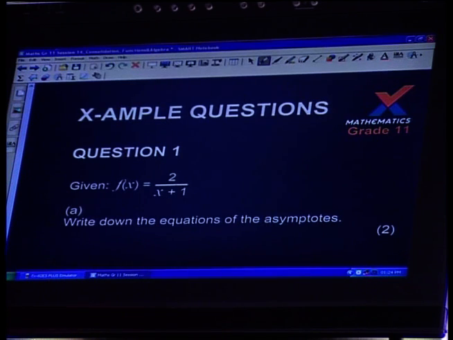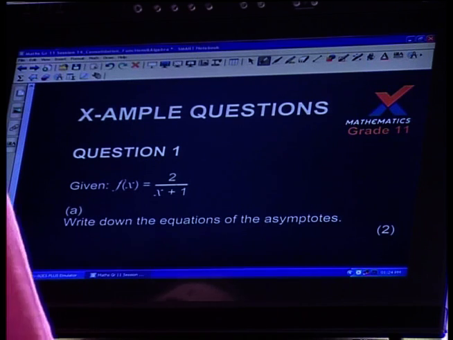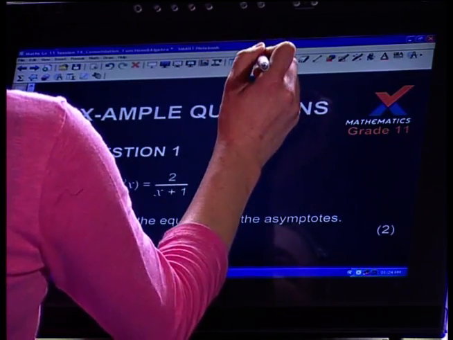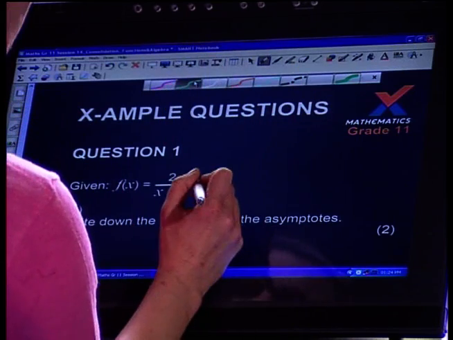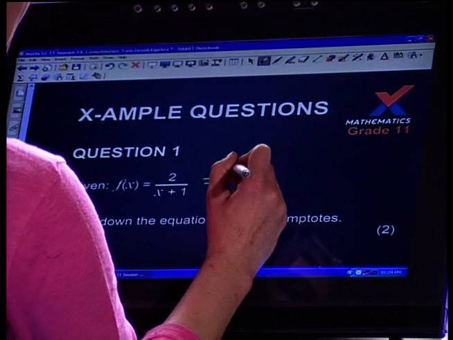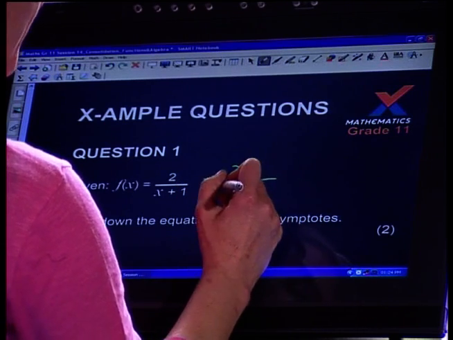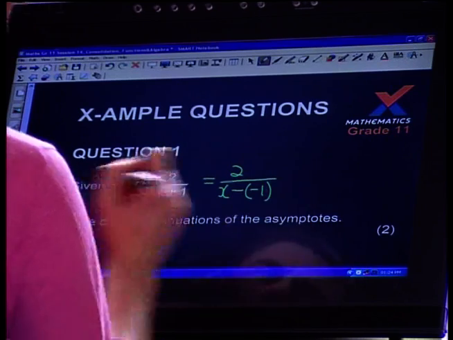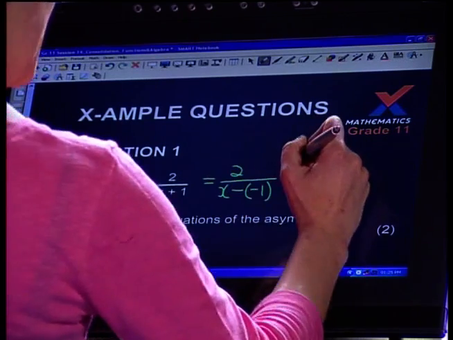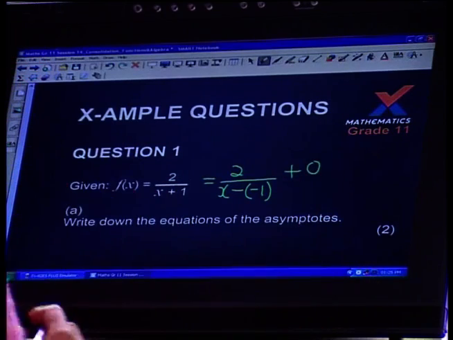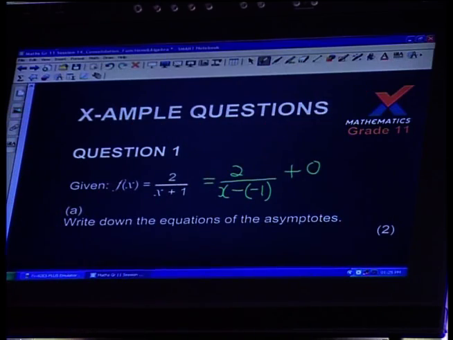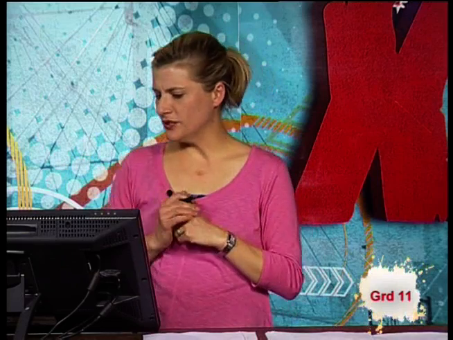The first thing that they ask us is to write down the value of the asymptotes. Now, I like to deal with my graph in the standard form at all times. So I'm going to rewrite this as 2 over x minus 1. Fair enough, so that you guys can see that that is exactly the same thing. And I'm putting a plus 0 in for the value of q, just to remind me that this graph is not being translated up or down.